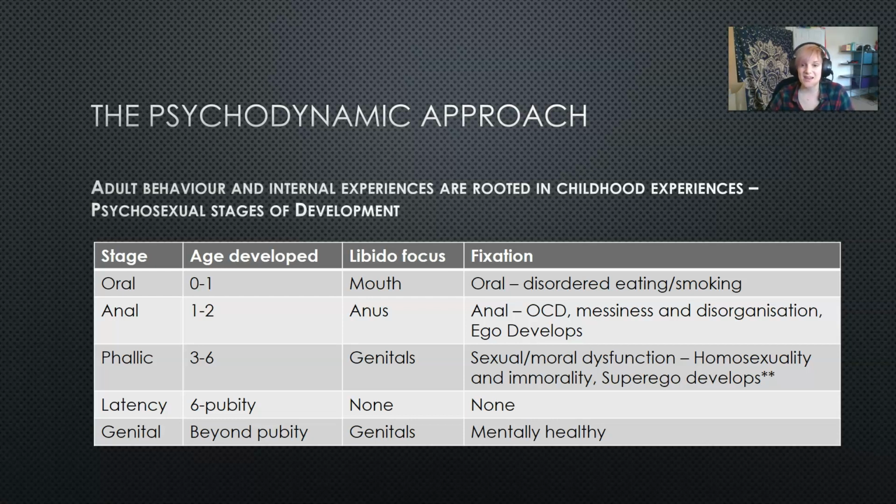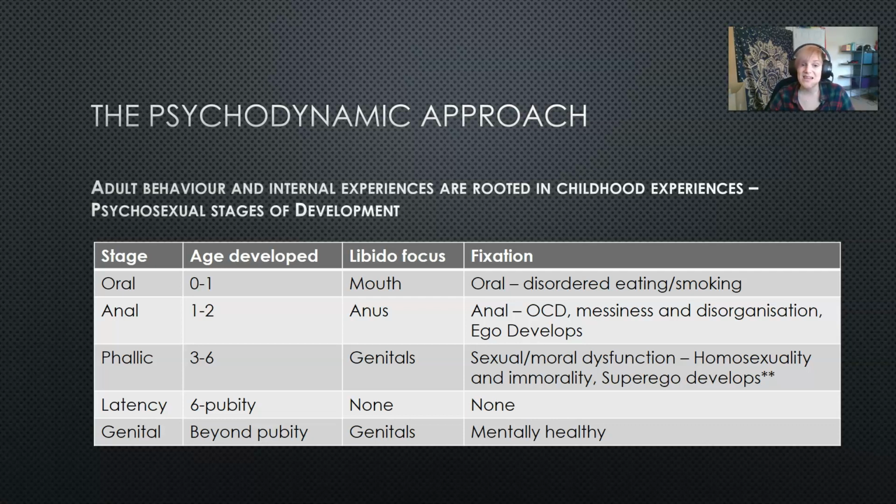Next, we have the phallic stage. Now, the phallic stage occurs between the ages of 3 and 6, and at this point the child realises that they have genitals. It's the first time the child really understands what genitals are at a very basic level, and if the child gets fixated at this stage, if they do not go through the Oedipus and Electra complex, more on that in just a little while, then they will develop a sexual or moral dysfunction, according to Freud. So this would manifest in adult behaviour with homosexuality, immorality, inappropriate sexual behaviours, and conduct.